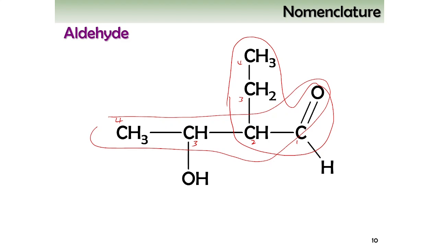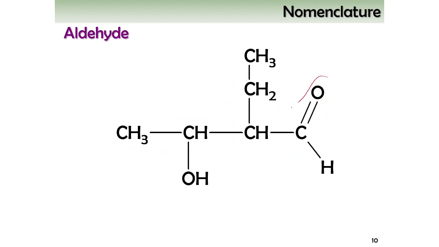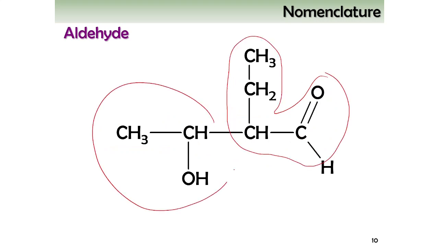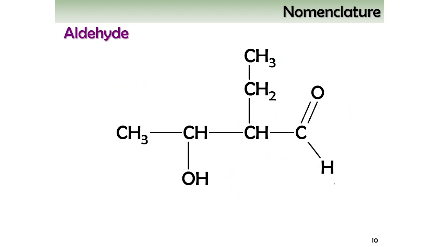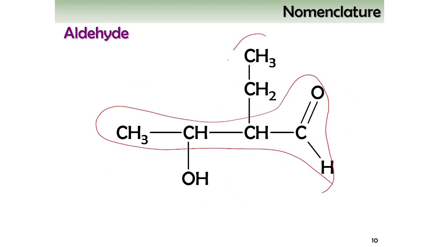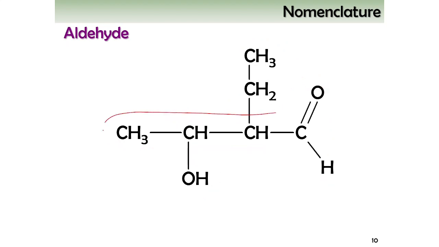So the one that you are going to choose is the one that has the higher number of substituents. Let me erase this one first. If you choose this one, your substituent is only one. Compare that with choosing this one as the longest chain: you have one substituent and one more substituent. So you choose the one that gives you a higher number of substituents. So this one will be your parent chain.